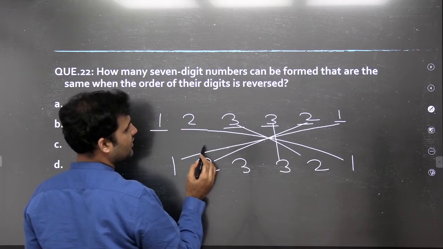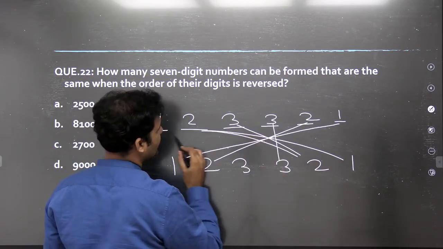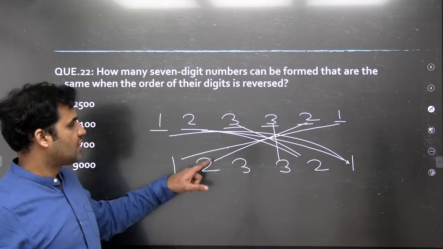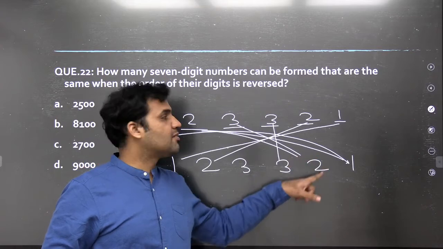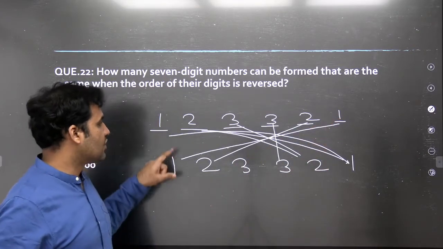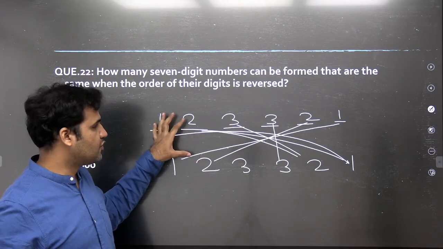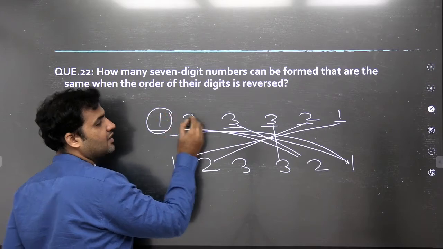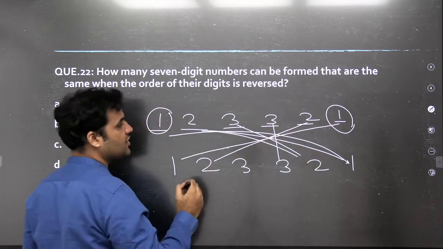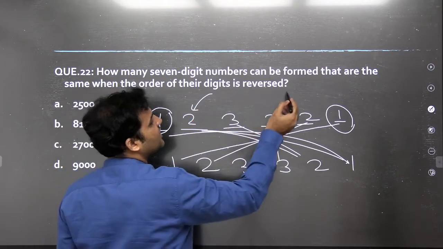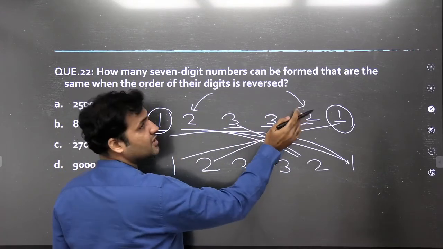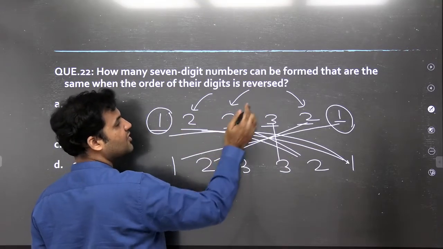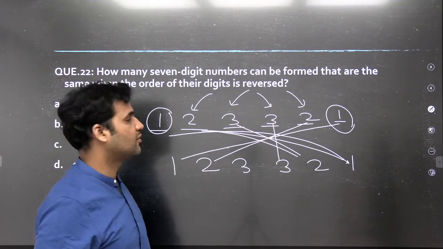So palindromic numbers are those numbers which give you the same number when the order of the digit is reversed. So the property that you're supposed to follow to make the palindromic number is whatever digit is coming at the first place, the unit place also will be having the same digit. The digit at the second place will be the same as the digit at the tens place. Digit at third position from the starting will be the same as the digit at the third position from the last.